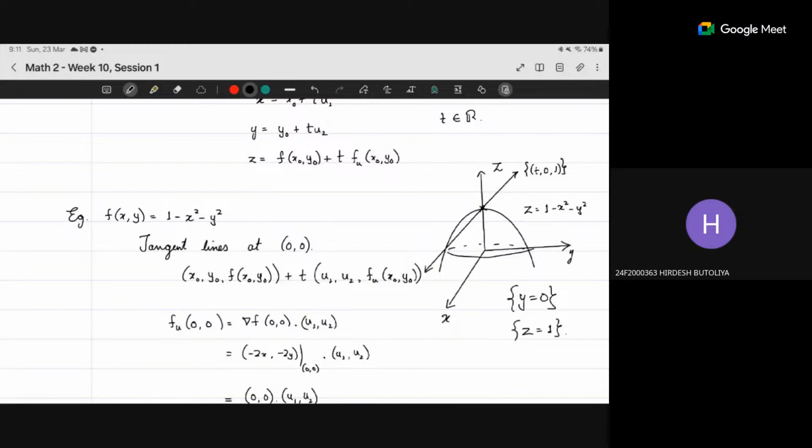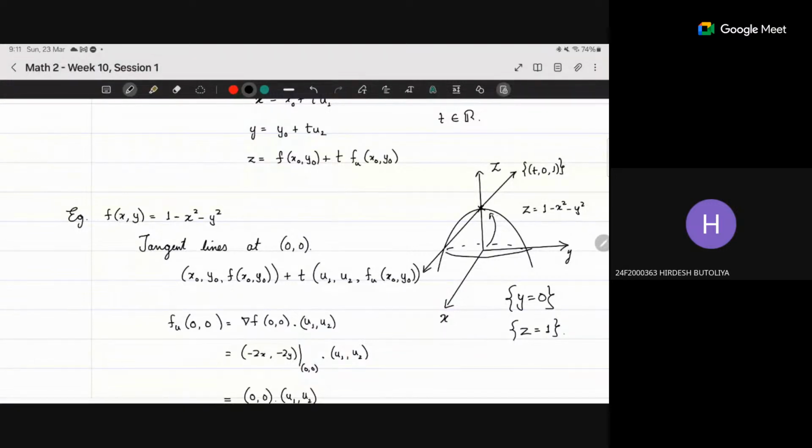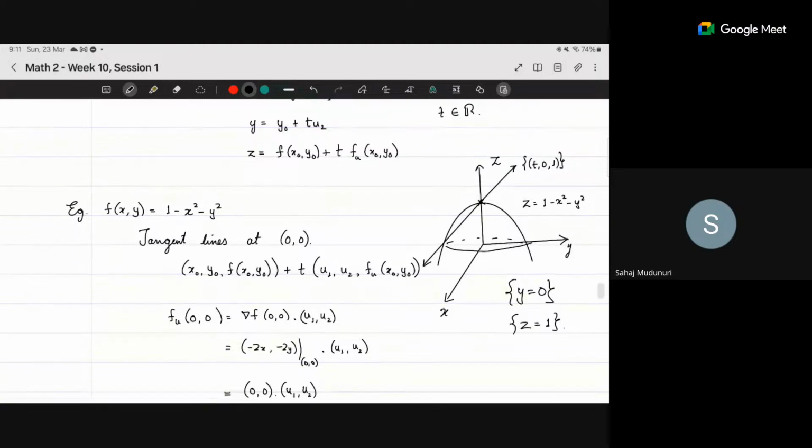Right? So I want both of these to be satisfied. So it will be the intersection of both of them, and that is exactly this line. Yes, sir. This line is just the x-axis moved to this point. So we can say this is an affine space of the subspace that spans 1, 0, 0. Yes, correct.